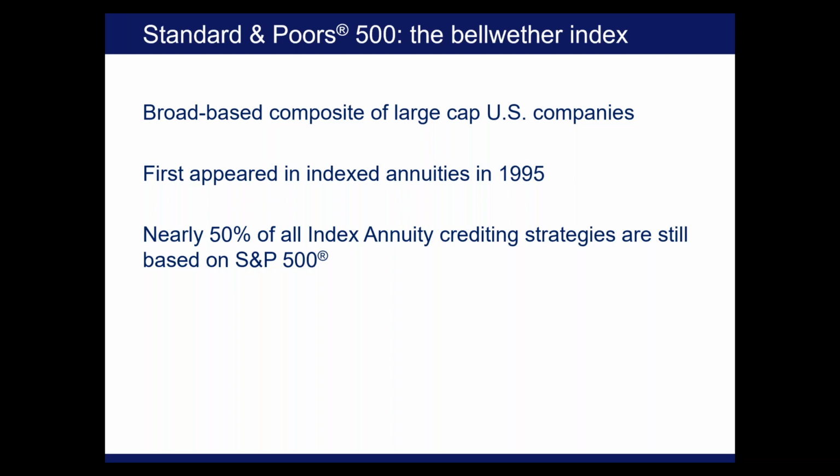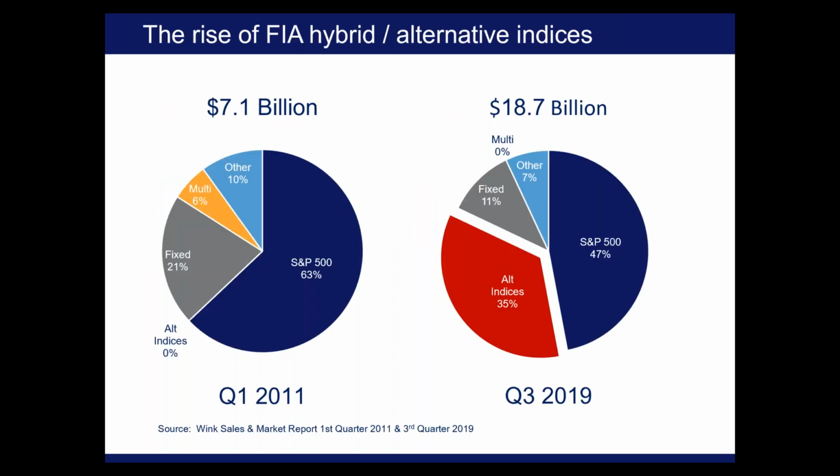But if S&P-based strategies have dropped from virtually 100% in the mid-90s to around 50% today, where's the rest going? This chart shows the dramatic growth of a new category we'll call alternative or alt indices over the past 9 years. Starting with a virtual 0% share only 9 years ago, alt indices now account for 35% of the total market today. When you consider that the index annuity market itself has more than doubled in that same time frame, the growth of alt indices is even more impressive.